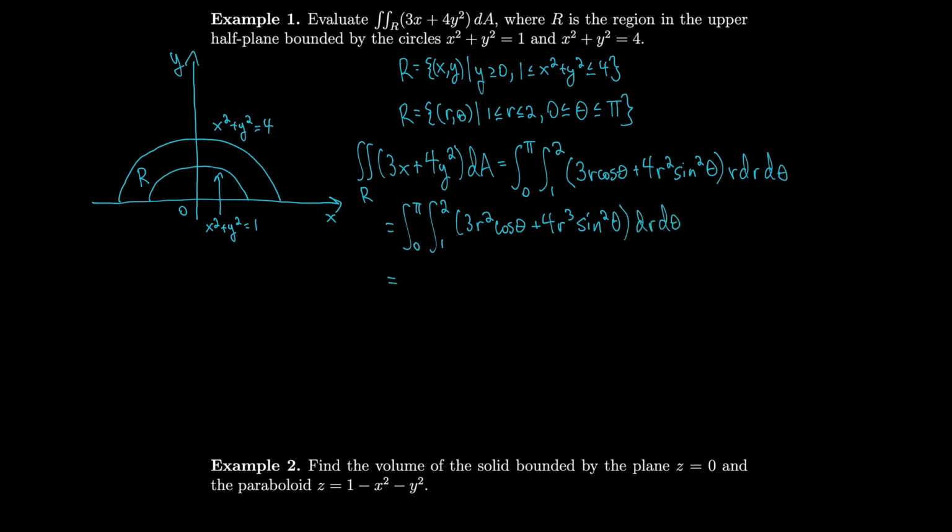And that's going to be equal to the integral from 0 to pi of r cubed cosine theta plus r to the 4th sine squared theta, just by taking my first antiderivative. And that's evaluated from r equals 1 to r equals 2.